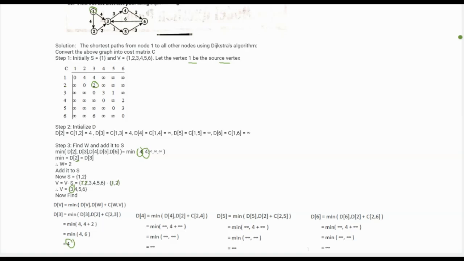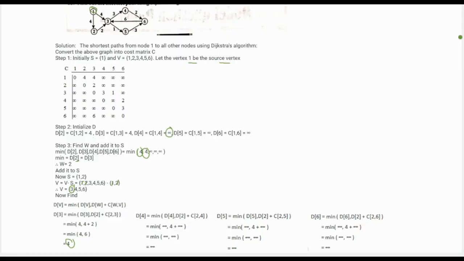What will be D4? D4 will be the minimum of D4 comma D2 plus C of 2 comma 4. So D4 is how much now? Now you can take it for D4. D4 is infinity. We have already found that here. D4 is infinity.